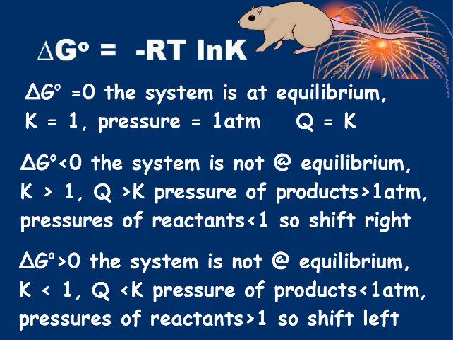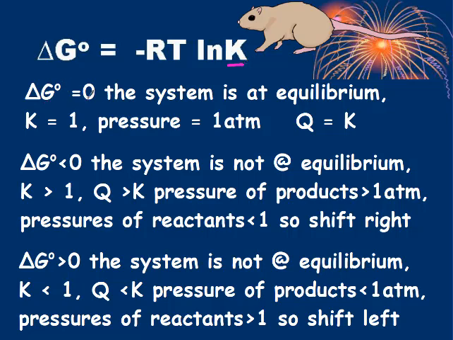We have delta G naught is equal to negative RT ln K. This helps us determine, knowing the delta G value, what is our equilibrium constant, or K. If we have a really large K, then that means our reaction will go to completion. If we have a smaller K, then our reaction is not going to go to completion.